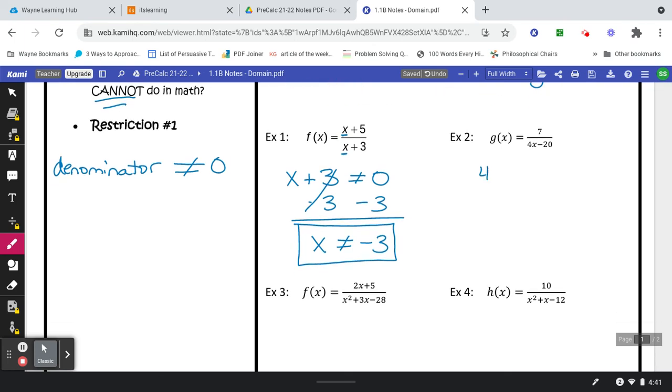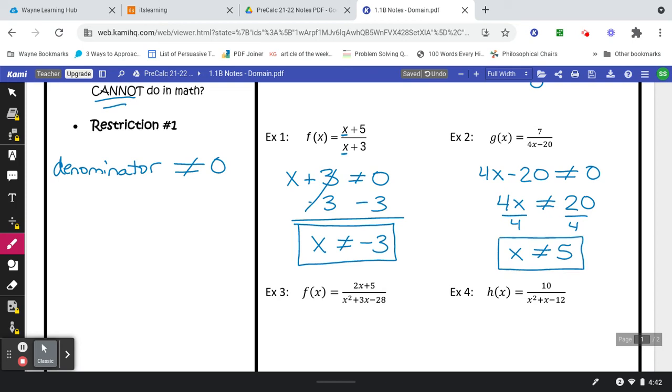Example number 2. Take your denominator, make sure it is not equal to 0, and then solve. I'll do part of this in my head. I'm going to add 20 to both sides, so that's going to get positive 20. And then divide by 4. X is not allowed to be 5. Because if x is 5, then I get a 0 in my denominator and I cannot get an answer.